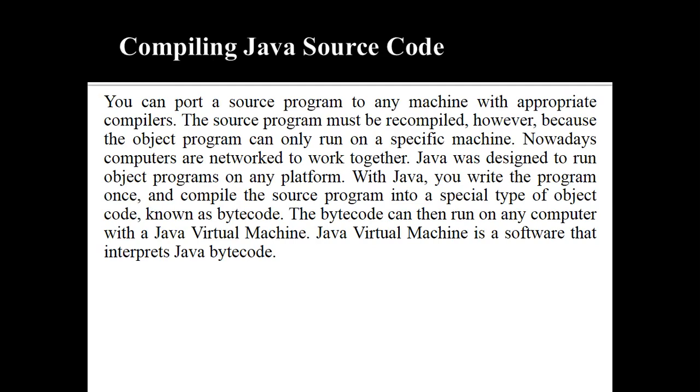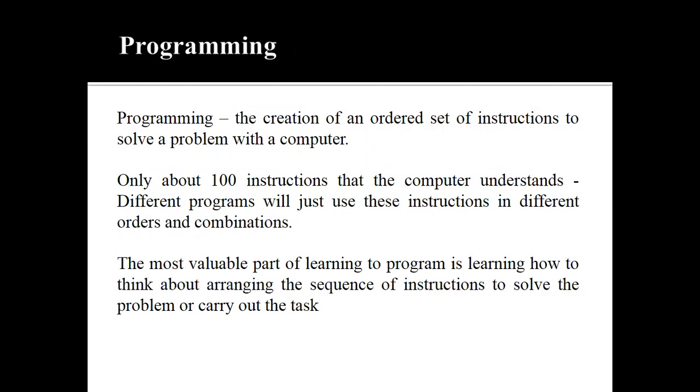So Java was designed to run object programs on any platform. With Java, you can write the program once and compile the source file into a specific type of object code known as bytecode. The bytecode can then run on any computer with a Java virtual machine. If you have a Java virtual machine on another computer, then you can use that code there and perform that specific task. So the Java virtual machine is software that interprets Java bytecodes.